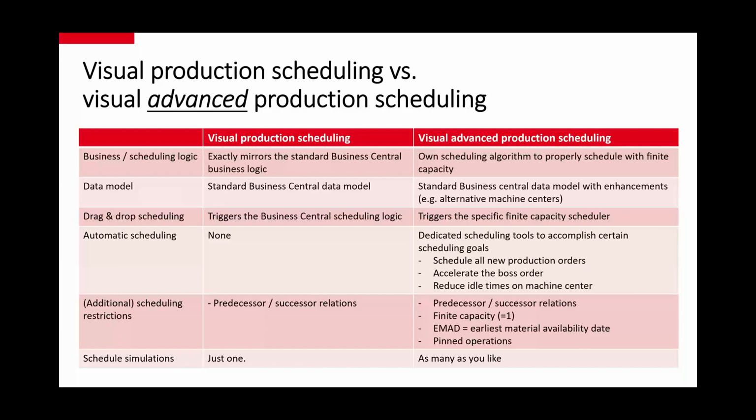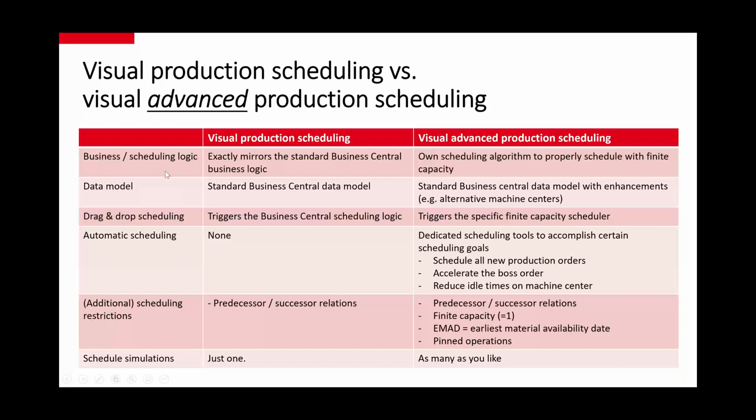So this is our experience, that 98% of our customers don't trust these results. So with the VAPS, we actually built a scheduling algorithm that allows to schedule with finite capacity. And this algorithm is different than what is in standard Business Central.